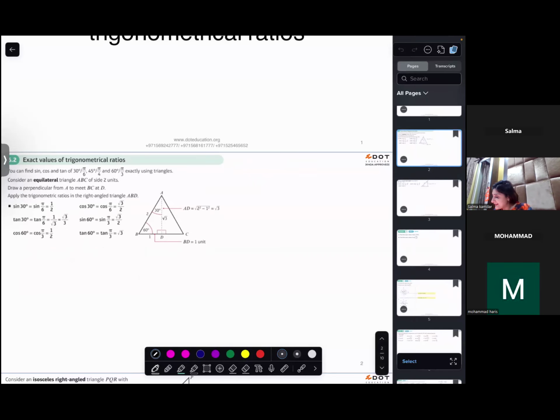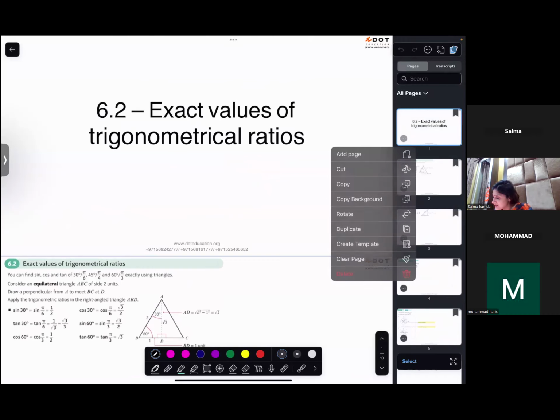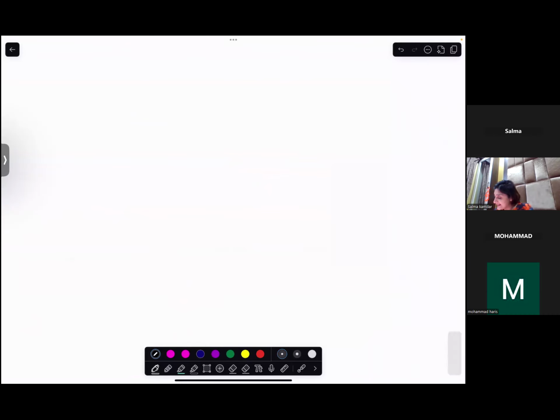Okay, so we are dealing with exact trigonometric values. This is chapter 6.2 at Excel Pure Maths 2. I hope you're with me. Okay, so when we are doing these exact trigonometric values, we should know where these values are coming from.